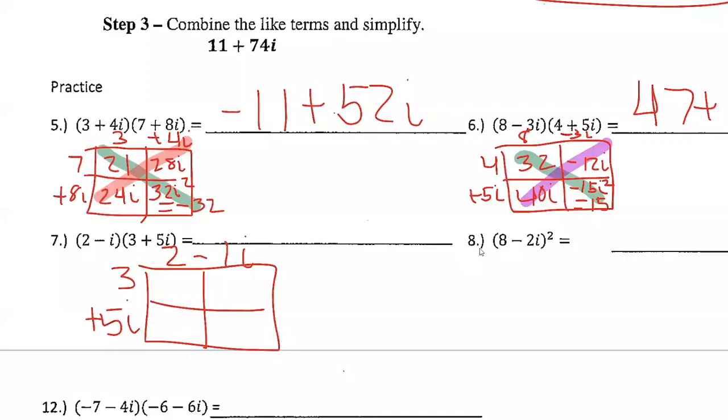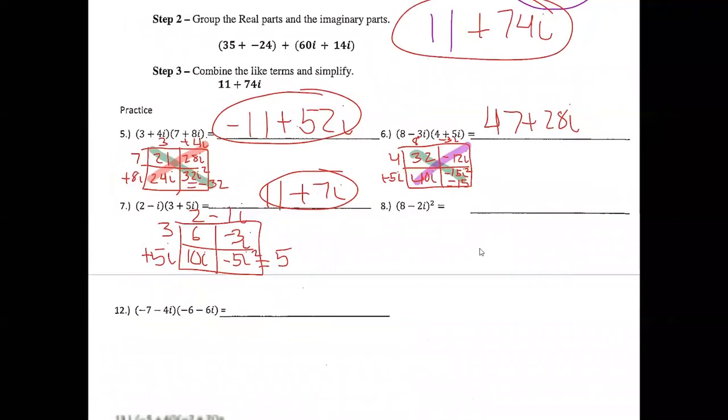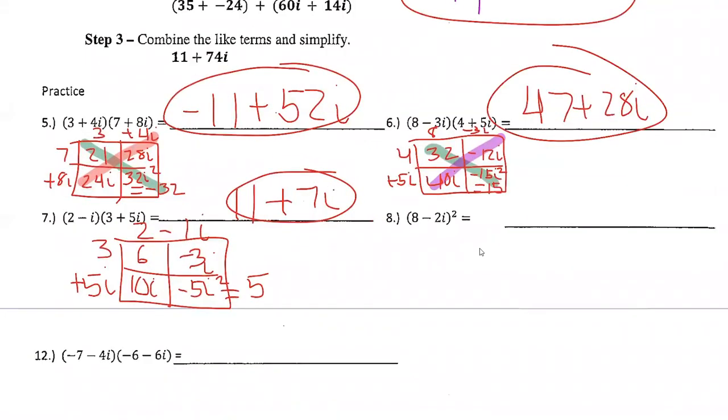All right, so if you did try this one, 3 times 2 would be 6. 3 times negative 1i would be negative 3i. 5i times 2 would be 10i. And then 5 times negative 1i would be negative 5i squared. So remember the i squared goes away, switches your sign. So then just combine like terms. 6 plus 5 would be 11. 10i plus negative 3i would be 7i. And those are your final answers once you add what's inside your box.